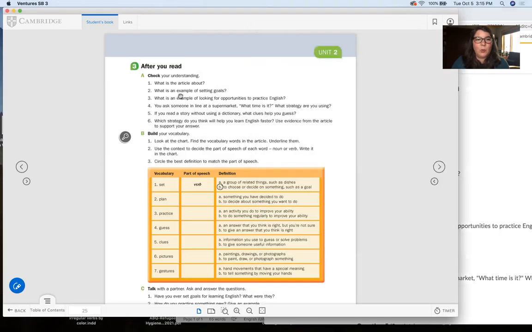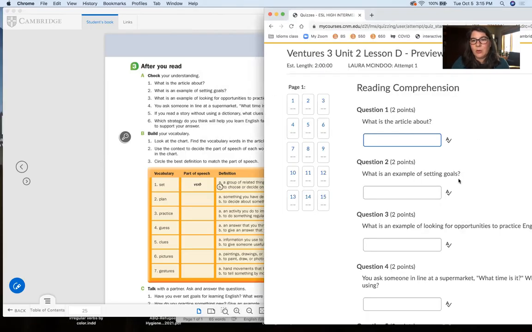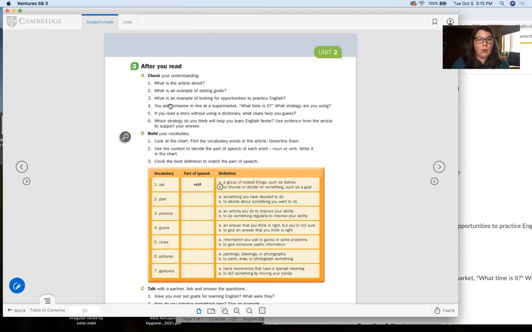So question 2, what is an example of setting goals? Look back in the reading and give me one example of setting a goal. Number 3, what's an example of looking for opportunities? Find one example.